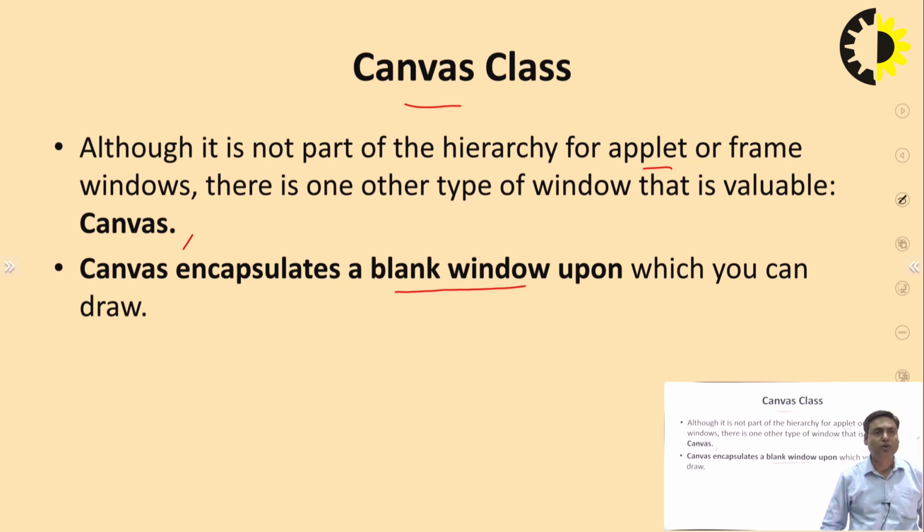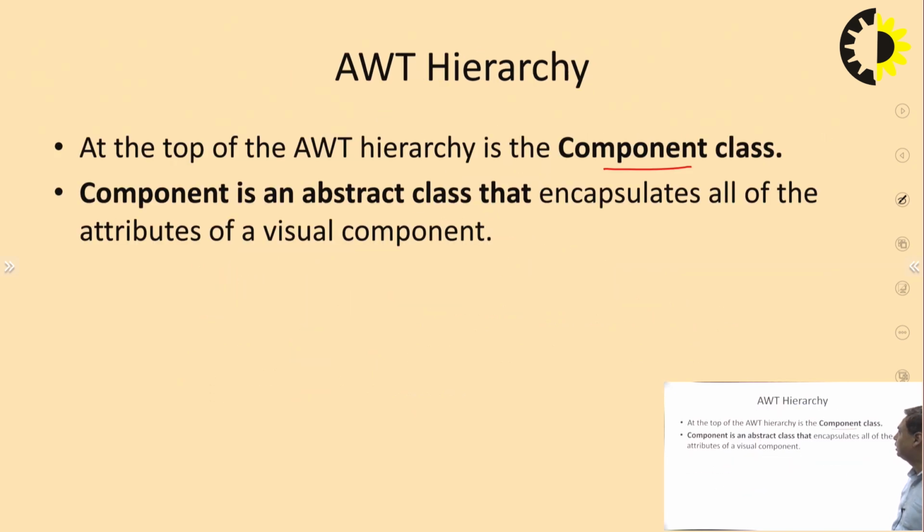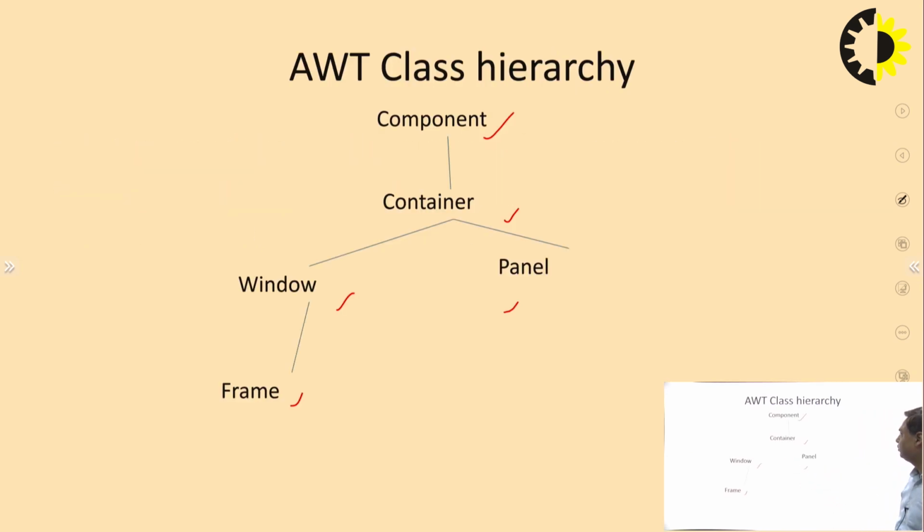So if you are not going with the hierarchy, you can take the object of this Canvas and you can draw anything on this blank window. Whenever you need it, you can use this class. So till now we have understood this hierarchy: Component is basically the abstract class, or you can say the superclass. Then we have many other classes for the working.